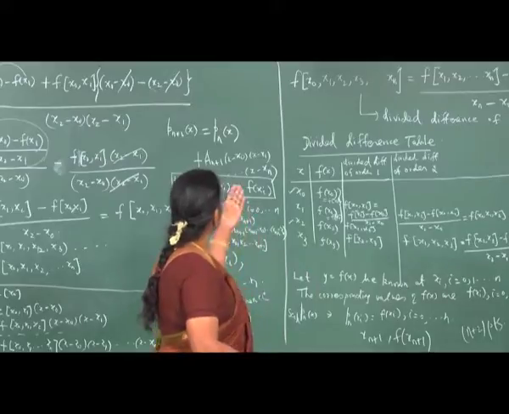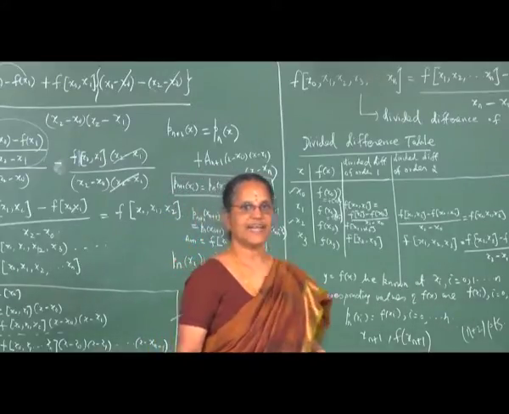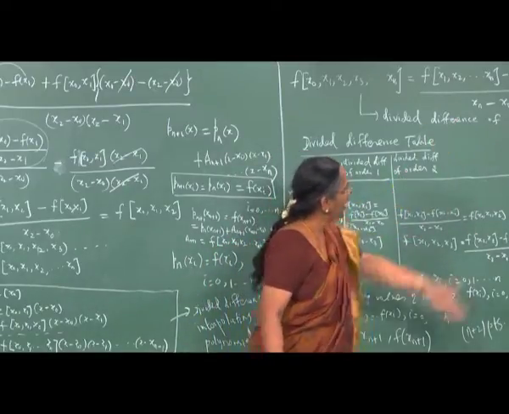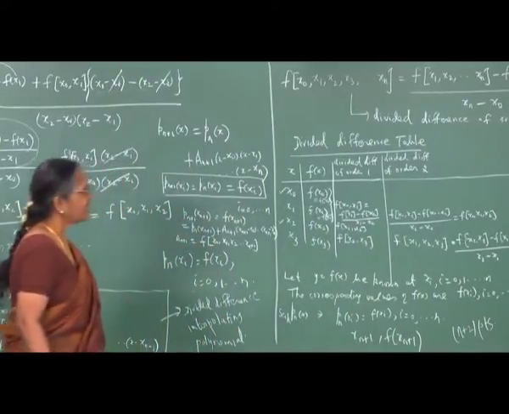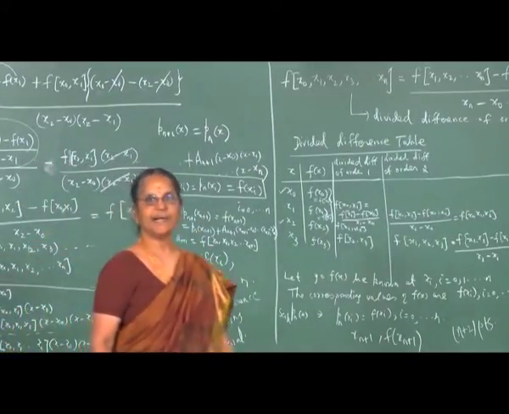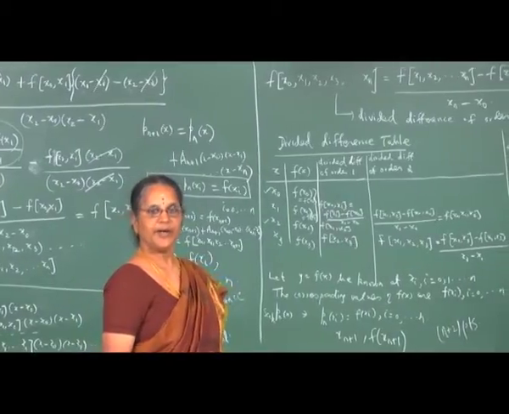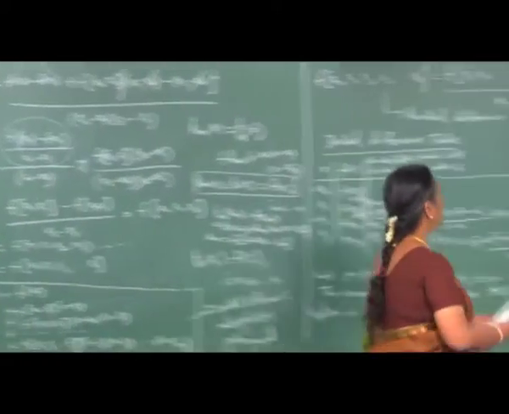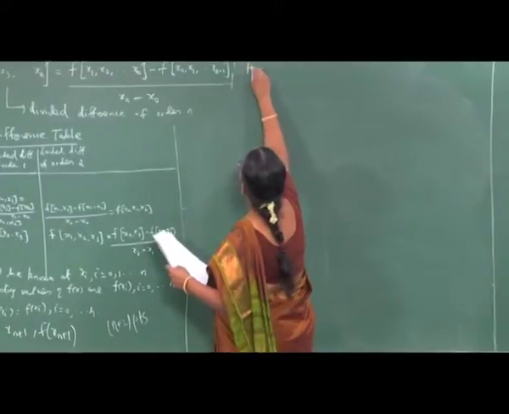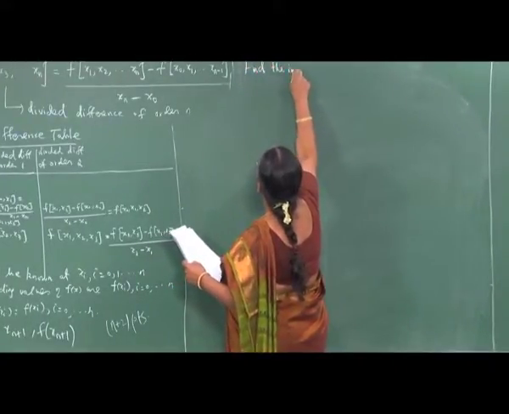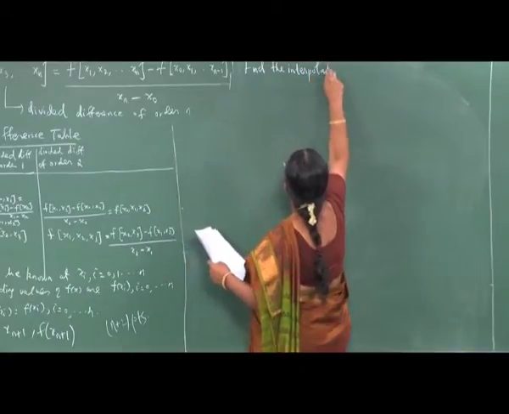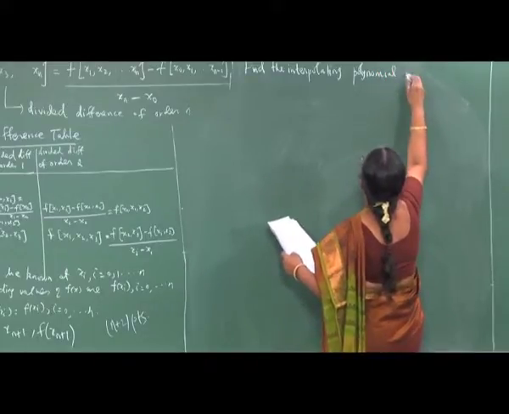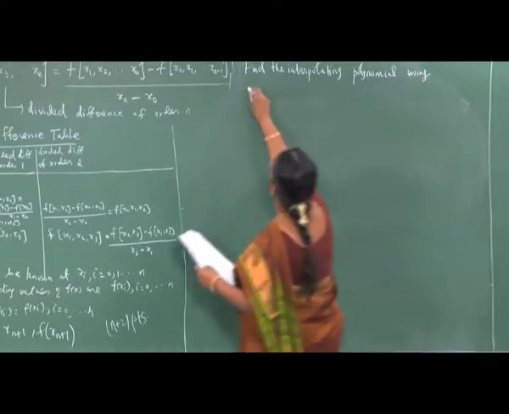So, now that we know the definition of what the divided differences are, how to construct the divided difference table, and what is the interpolating polynomial that is based on divided differences, let us take a simple example and then construct an interpolating polynomial based on divided differences. Okay, let us find the interpolating polynomial using divided differences.